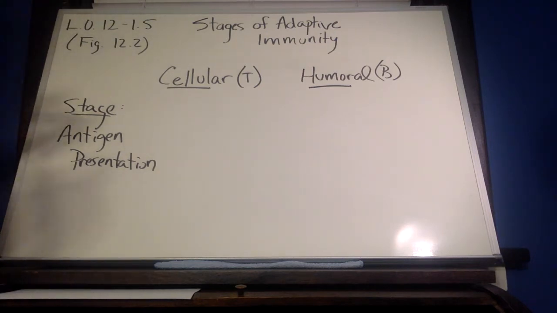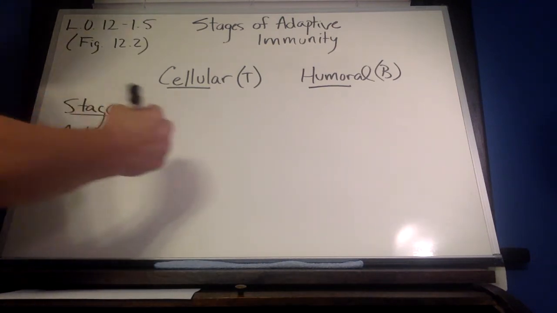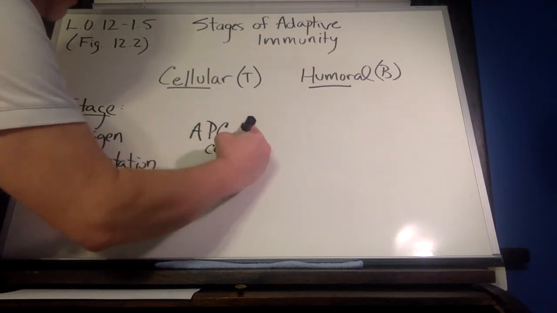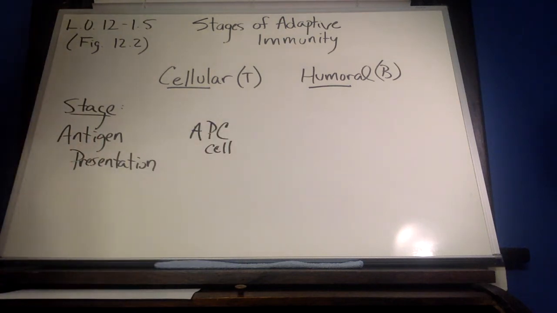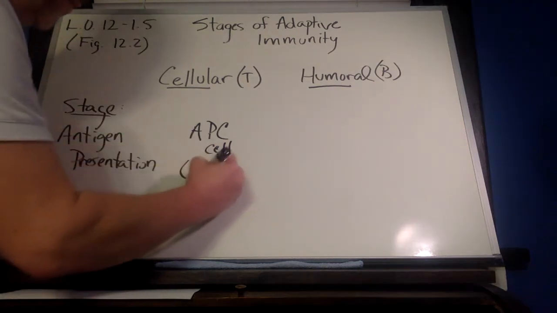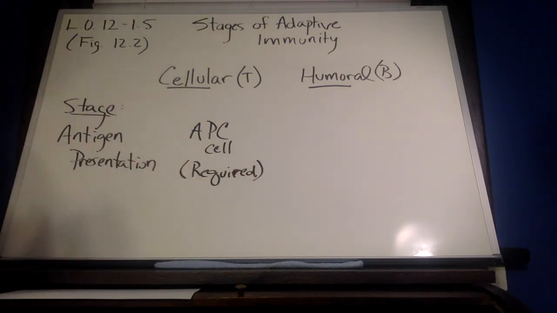The first step in the adaptive immune system is called antigen presentation. This means that you have to sort of show the T cells and the B cells the different foreign particles that are being found in the body. In order for the T cells to be activated, they have to have an interaction with an APC cell. This is an antigen presenting cell. They are required to interact with this APC cell. Typically, these are dendritic cells.